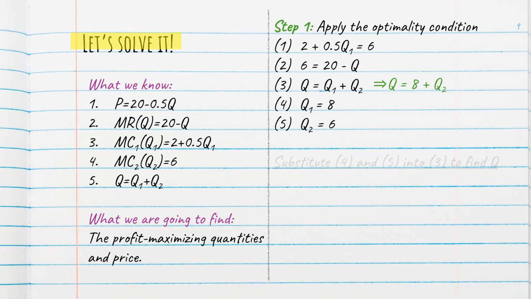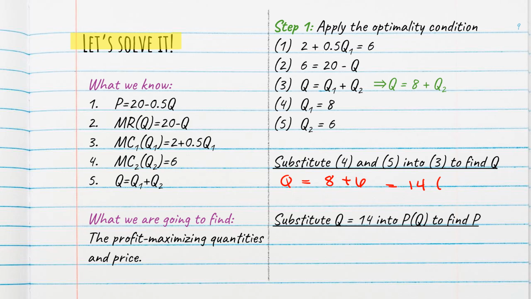The last thing we need to do is find Q, total quantity. So we're going to substitute Q1 equals 8 and Q2 equals 6 into equation 3. Just so we're clear, I'm just adding 8 plus 6. So we get that the total quantity Q is equal to 8 plus 6, which is 14. We can call that equation 6. And then finally, we figured out that the firm is going to produce 14 total units, 8 of them in plant 1, 6 of them in plant 2.